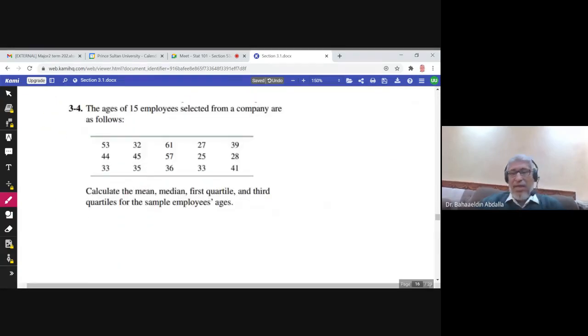Another example: the ages of 15 employees selected from a company are as follows. Calculate the mean, median, first quartile, and the third quartile. Well, for the mean, he said selected, okay, I'll deal with it as a sample. So x bar is you add all the numbers and divide by 15, okay? And you write the answer. You add all the numbers, 53 plus 41, and then you divide. That's the mean. We know how to do it. Please, you can do it easily, okay, and get the answer here.